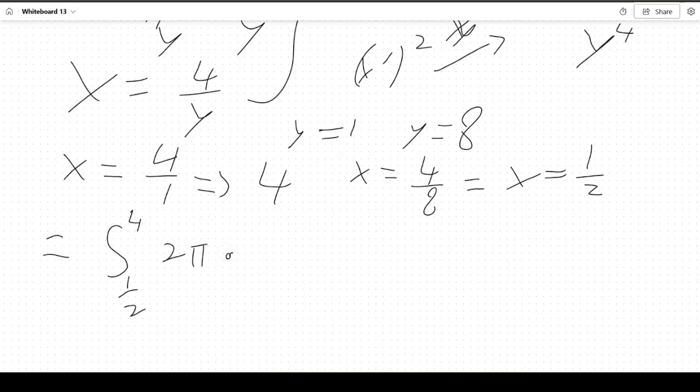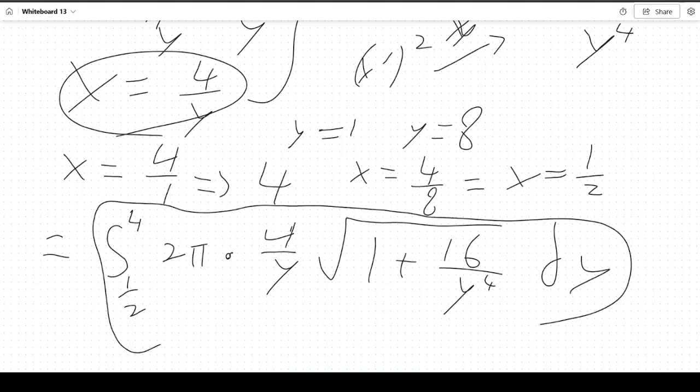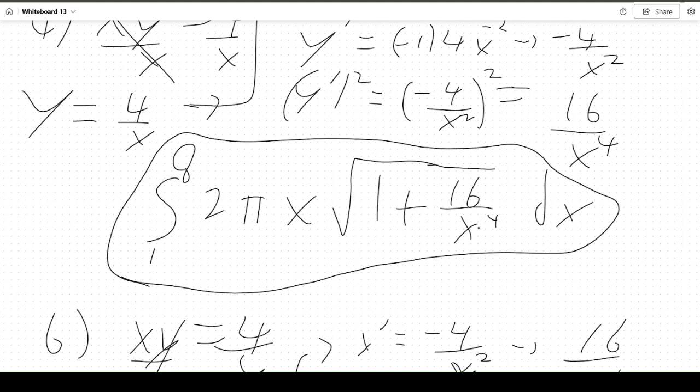And now we're going to put in this value because it is rotated about the y-axis. So this would be 4 over y, and we can just plug in our derivative squared. And as you can see here, when it says dy, everything has to be in terms of y, and when it's dx, everything has to be in terms of x.